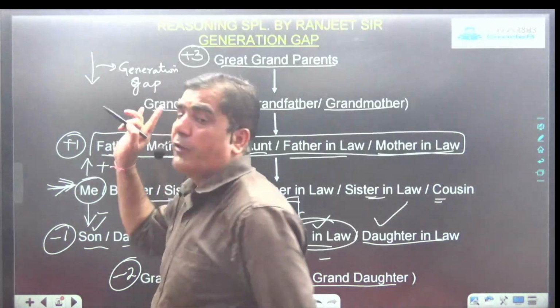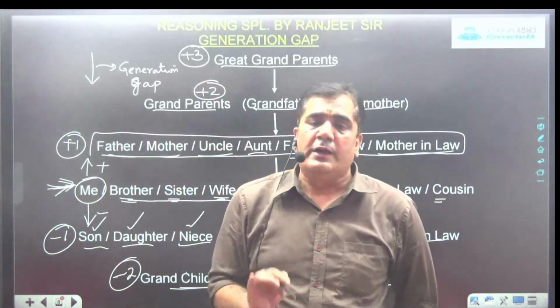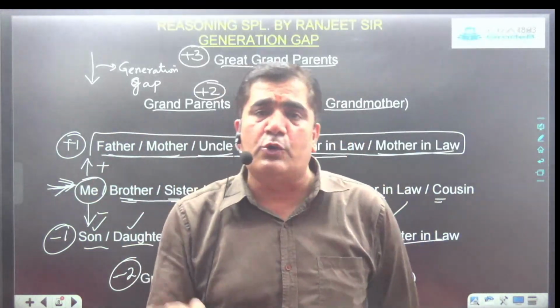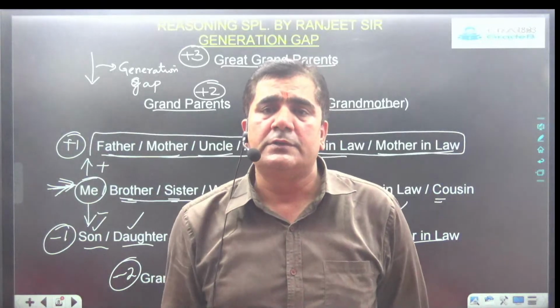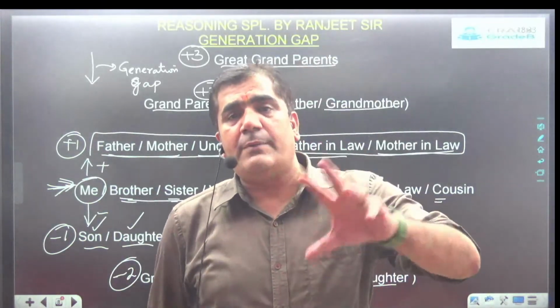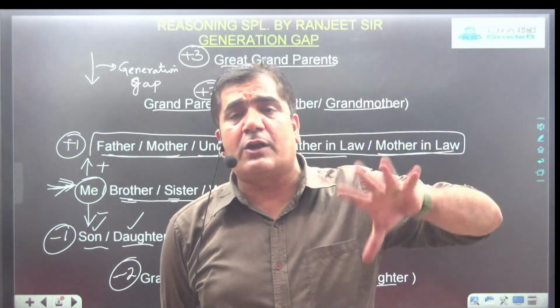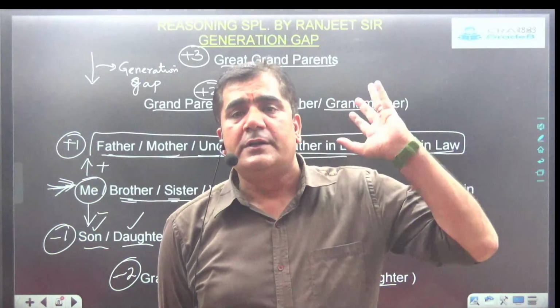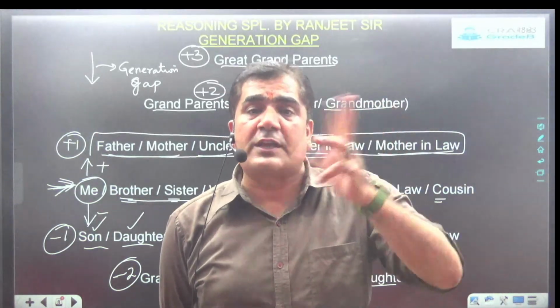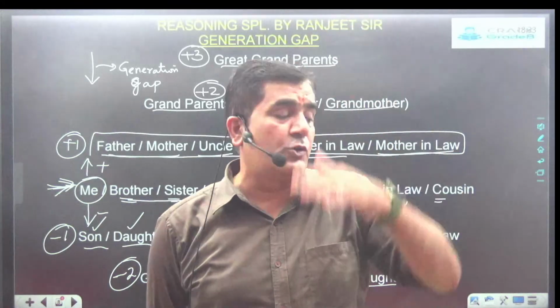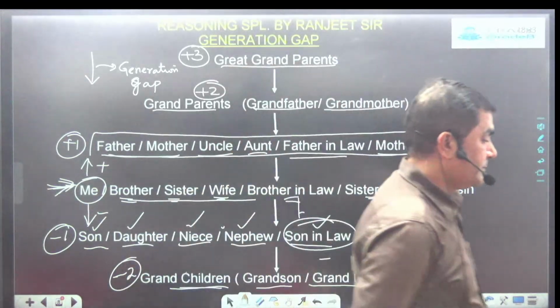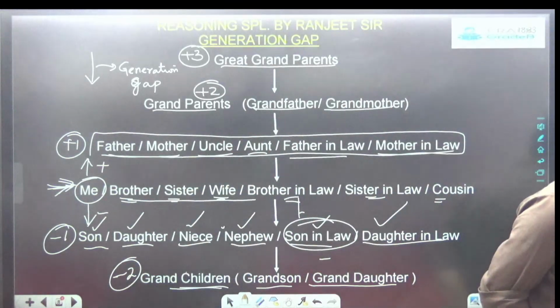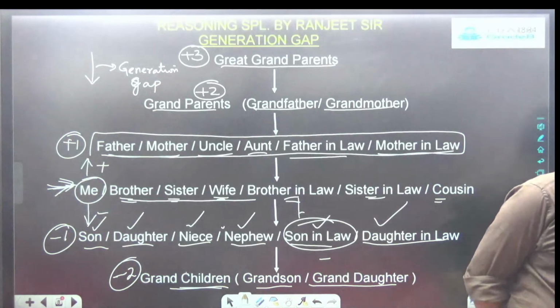If the gap is 1 generation, I am going to use 1 arrow. If the gap is 2 generations, I am going to use 2 arrows. Clear? Arrows will come as many times as the number of generation gaps. If 2 persons have a gap of 3 generations, then 3 arrows are going to come. Clear? Understood? Any problem?